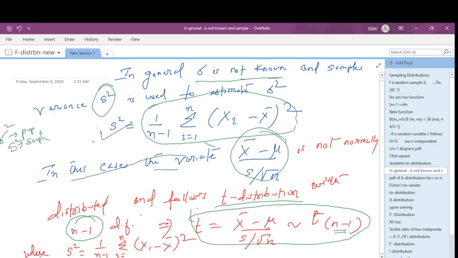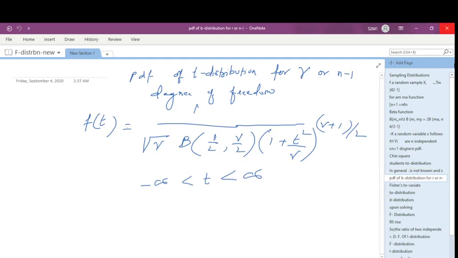So when we put in the sample standard deviation, it will not be normally distributed. That is the important takeaway here. And the PDF of the t distribution for nu, or n minus 1, where nu is basically the degree of freedom.